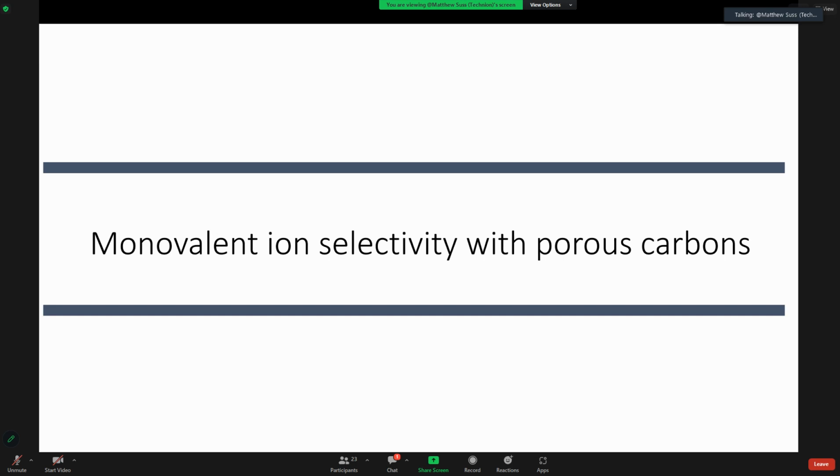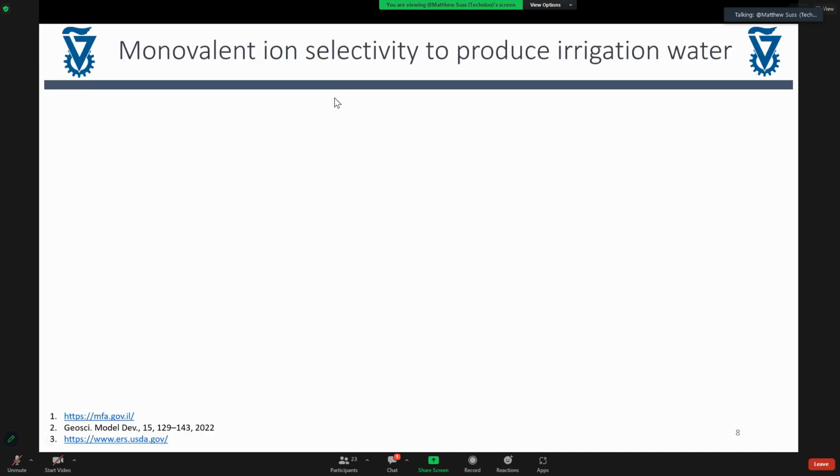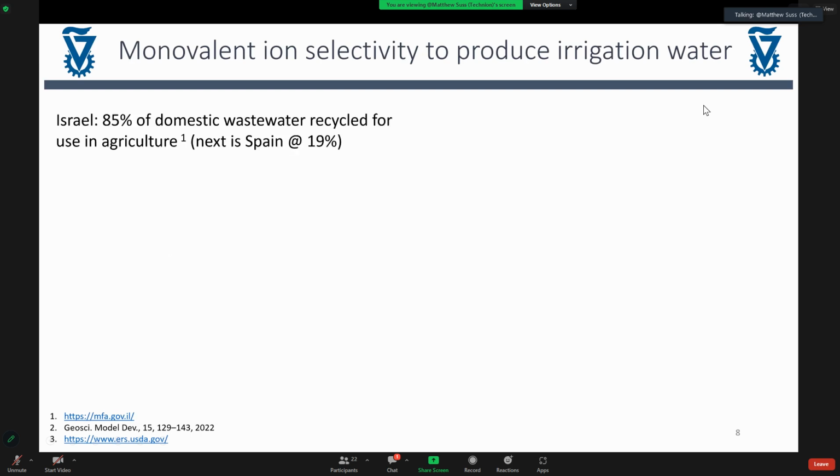And I'll start talking about a project on monovalent ion selectivity with porous carbons. The application we really target is production of water for irrigation. For example, in Israel, 85% of the water that's flushed down the drain is recycled, which is far and away the highest proportion of water recycled in the world, a very nice innovation coming out of Israel. But the problem we see in Israel now is that the wastewater treatment plants which treat this water don't desalinate. So over time you see an increasing salinization of the soil. Salts accumulate after recycling of water, and it becomes a problem for irrigation.